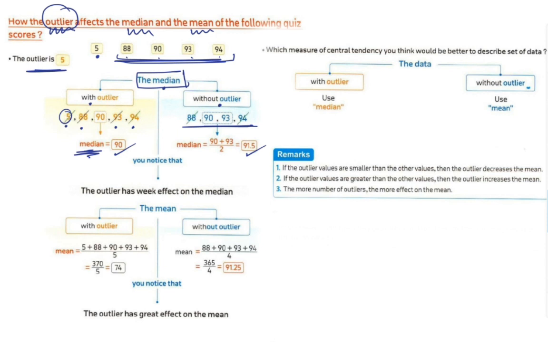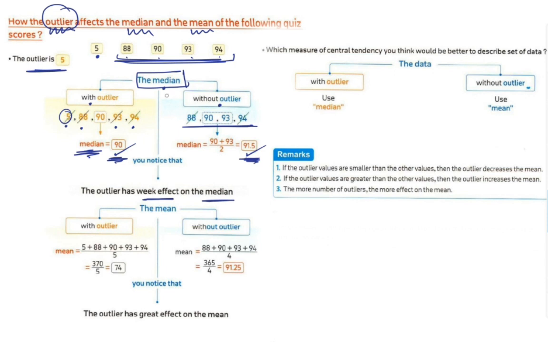What do you note? We noted that the outlier has a weak effect on the median. That means the first case with the outlier is 90 and without the outlier is 91.5. These two values are close to each other. That means if you delete the outlier or work with the outlier, the values are close to each other.